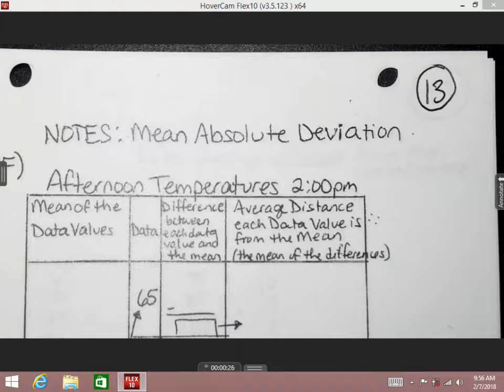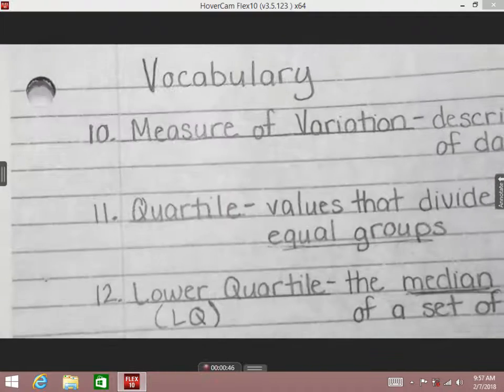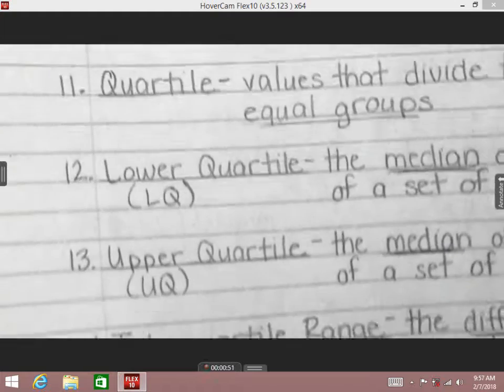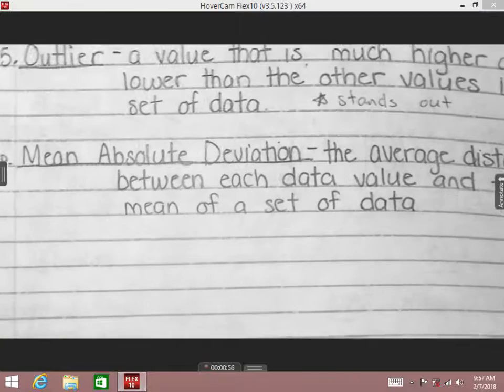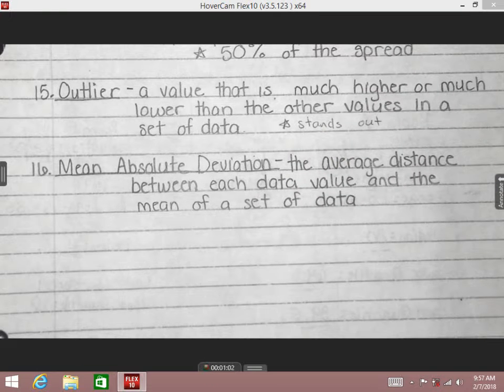Mean absolute deviation, guys, y'all saw it actually before the test. It was in our notes. In fact, if I go back to the vocabulary list, on number 10, measure of variation, sound familiar? Quartile, lower quartile, upper quartile, inner quartile range, outlier. And then number 16 was mean absolute deviation. And we put a star next to that because I said we're going to discuss that at a later time. This is that later time.